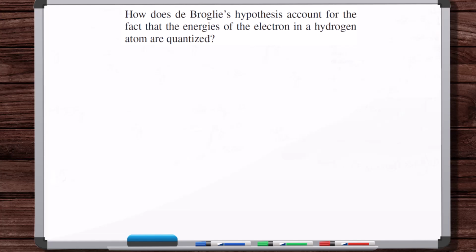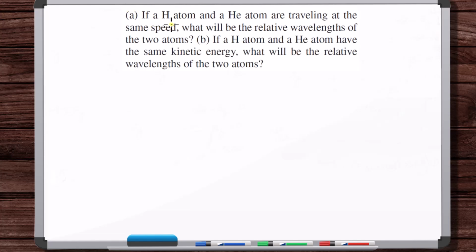They possess a wave-like property like this. If a hydrogen atom and a helium atom are traveling at the same speed, what will be the relative wavelengths of the 2 atoms? Okay, so what de Broglie stated was that matter has a wavelength associated with it. Even humans, right? That wavelength of matter is equal to Planck's constant divided by the mass of that matter times the speed at which that matter is moving.